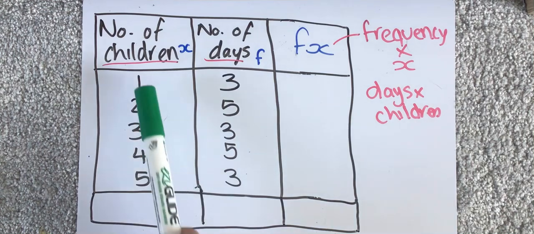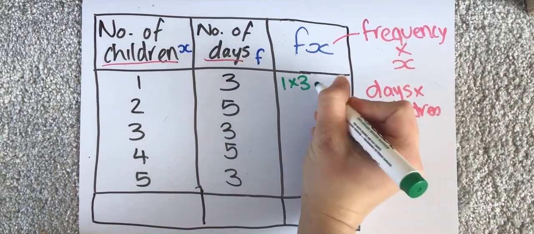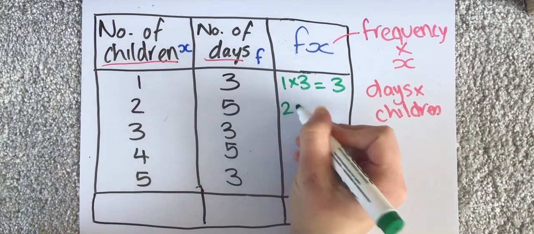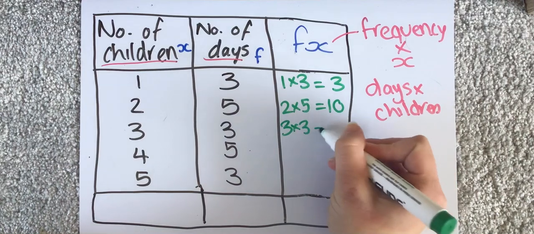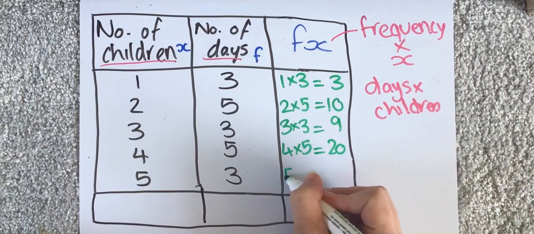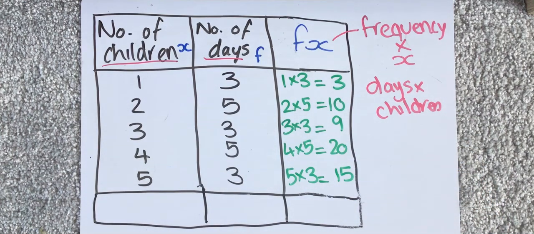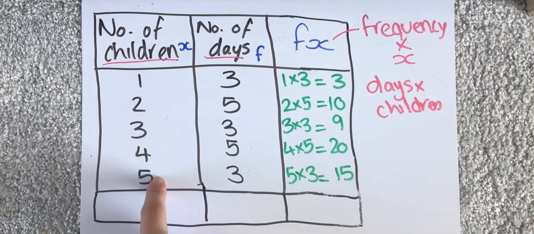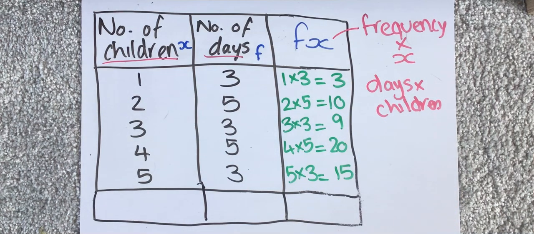So what we need to do is multiply all of these things together. I'm going to do 1 times 3, which is just 3. Then 2 times 5, which is 10. 3 times 3 to get 9. 4 times 5 to get 20, and 5 times 3 to get 15. Because these are how many days off there are in total. If 2 kids have 5 days off each, in total there's 10 days. If 5 kids have 3 days off, in total that's 15 days. That's what we're working out there. That is our total.